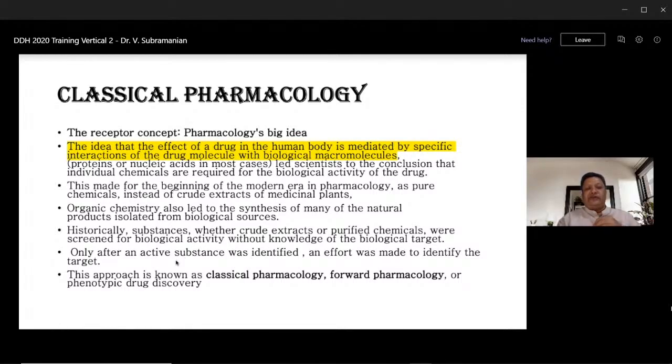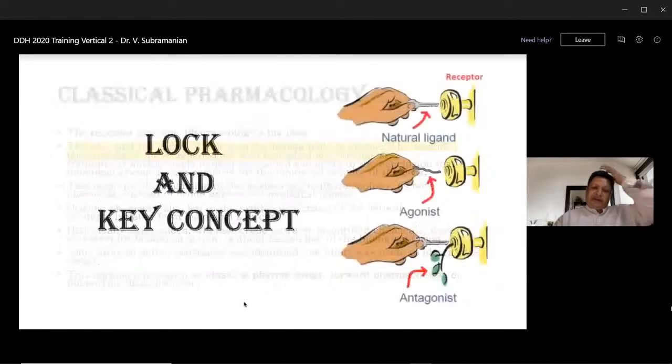Historically, if you see the substances where the crude extracts or purified chemicals were screened for biological activity without the knowledge of the biological target. We did not know how they were going to act, but if they are active and we are able to isolate some active substance from those natural extracts, then the effort was made to identify what is the target for that particular active constituent. So this approach is totally called classical pharmacology or forward pharmacology. And this is also another way to say it, phenotypic drug discovery, which is commonly used in different texts.